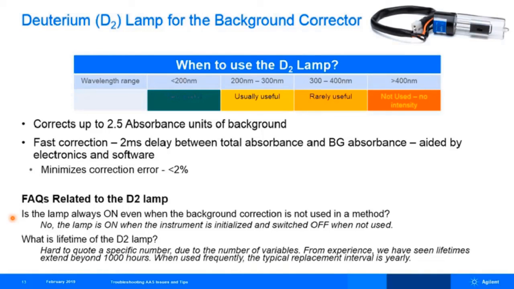Many users want to know whether the lamp is always on. Well, the answer is no, because the lamp will only be on when the instrument is being initialized, and then it's switched off unless you're using that lamp for background correction in the current method that you're running. The other common question that we get is always about the lifetime of the lamp. Now, of course, it's hard to quote a specific value because there are so many variables, but typically we see lifetimes that exceed 1,000 hours of operation. But for most users who are working with the background corrector frequently, the lamp will typically need replacement on an annual basis.